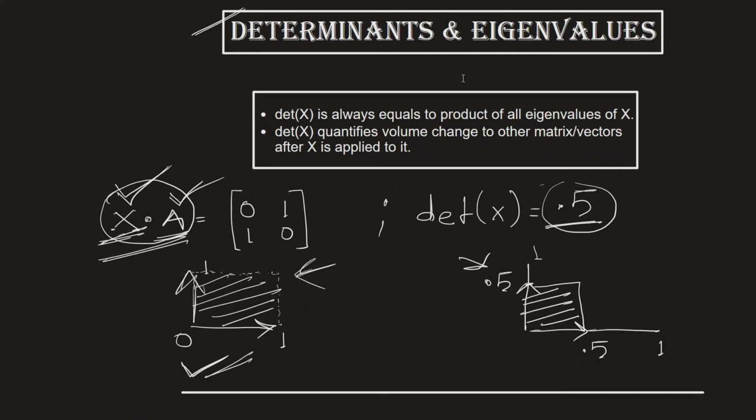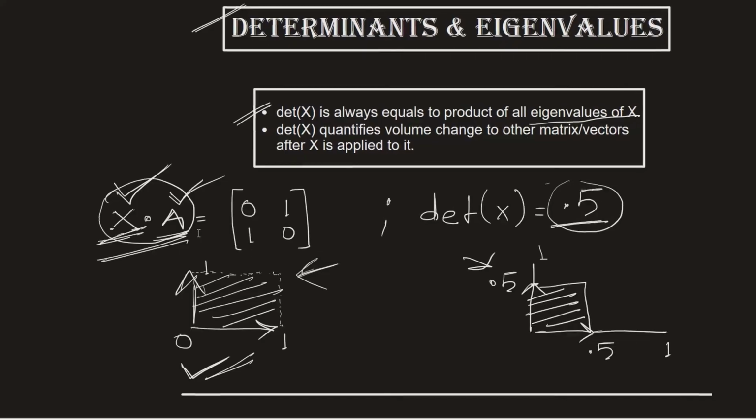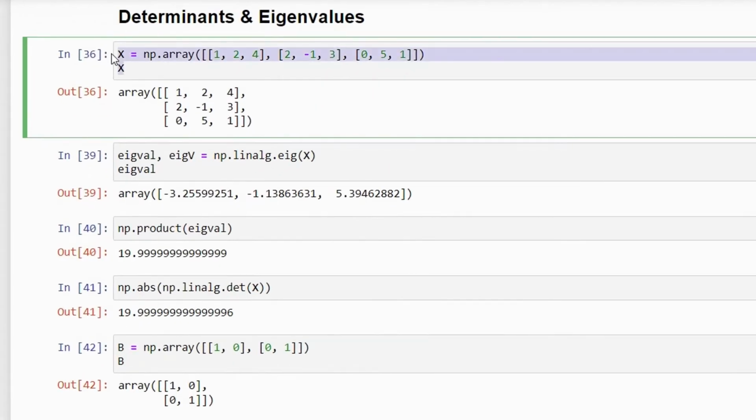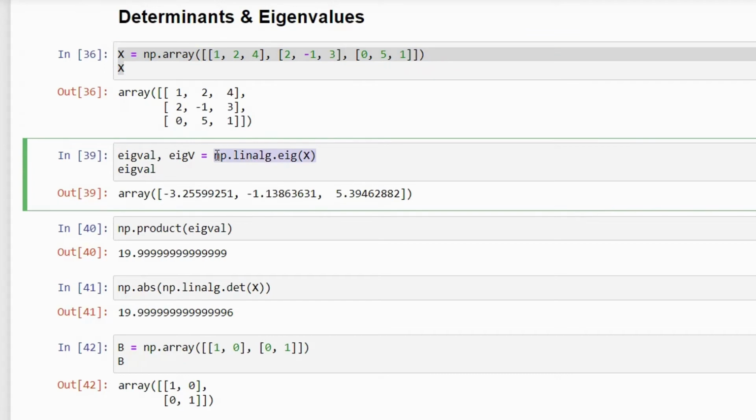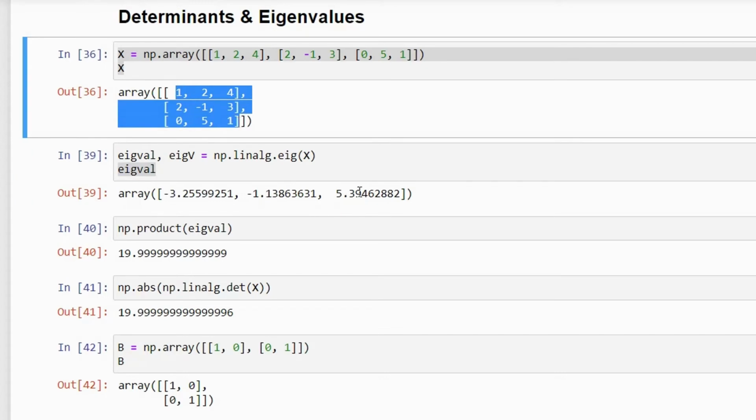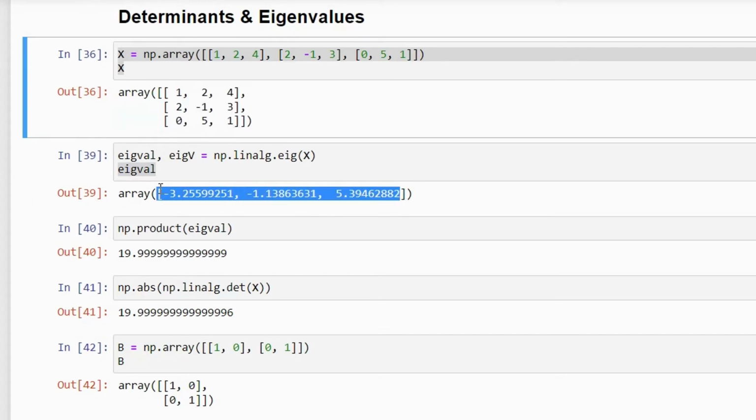So we will start with the coding demo for the first pointer, which says determinant of X is always equal to the product of all eigenvalues of X. Let's try to prove the same in code. So I have created a variable X, which is a 3x3 matrix, and I'm using this function that we have used earlier as well in order to calculate the eigenvalues and eigenvectors for our matrix X. And when we check the eigenvalues, for the 3 columns of the matrix X, we get 3 eigenvalues respectively.